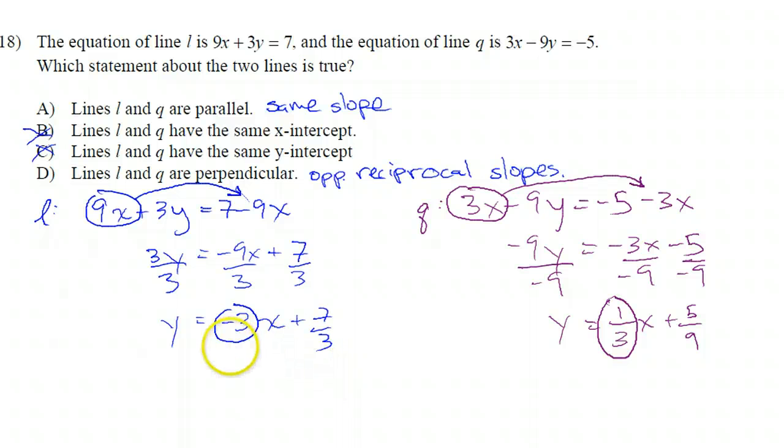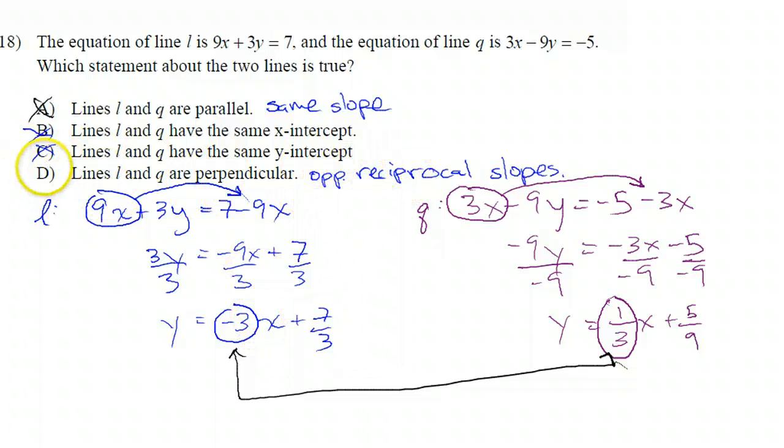So we look at the two slopes. And I notice they are not the same. They are not parallel then. So they must be perpendicular. And let's see. One's positive, one's negative, right? And also they're reciprocals. 1 over 3, 3 over 1. So since they are opposite reciprocal slopes, it must be D, perpendicular.